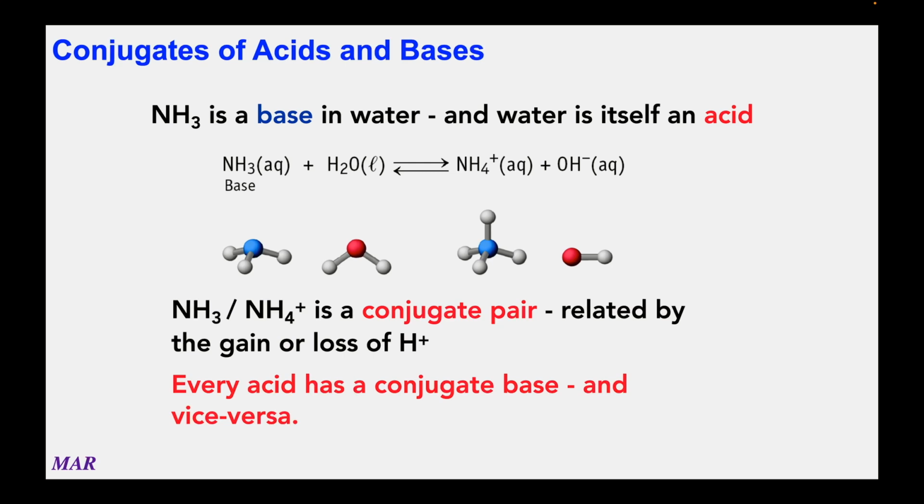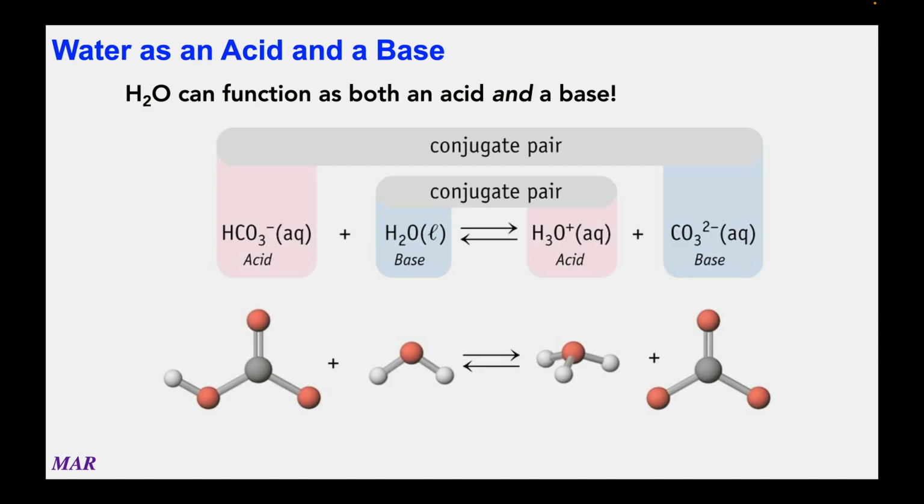The other conjugate pair in this equation, of course, would be water and hydroxide. You give up an H+ from water, you make hydroxide. Hydroxide gets an H+ and it makes water. So we have two conjugate pairs in this reaction: ammonia, the base, and ammonium, the acid, as well as water, the acid, and hydroxide, the base. This is another acid-base reaction.